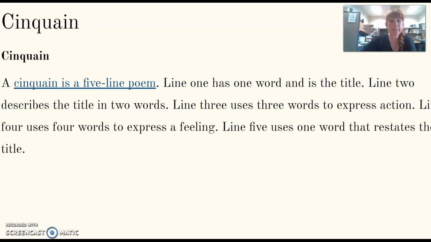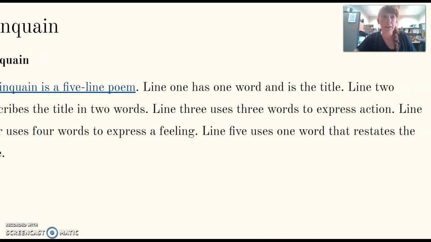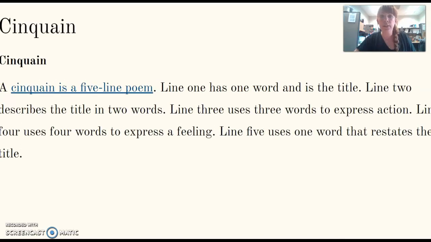A cinquain is a 5-line poem. Line 1 has 1 word, and that is the title. Line 2 describes the title in 2 words. Line 3 uses 3 words to express action. Line 4 uses 4 words to express a feeling. And line 5 uses 1 word that restates the title. So there's a strict format for this one. If you're on the notes, turn to the next page.